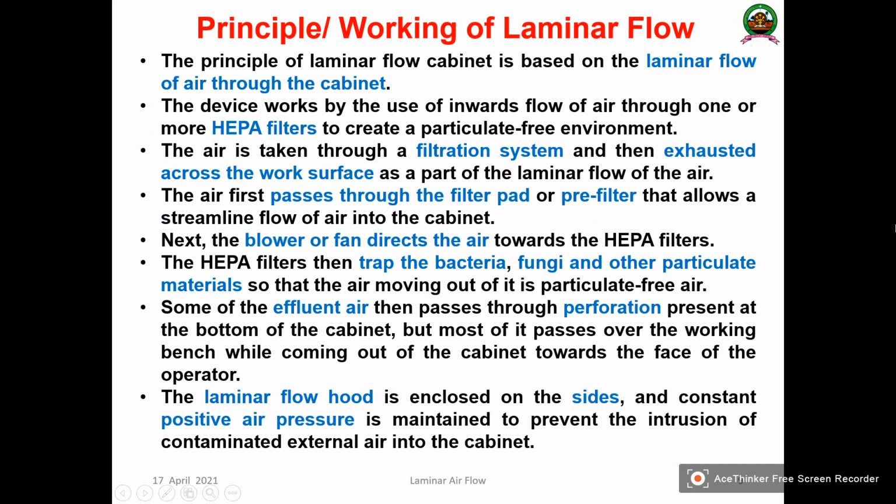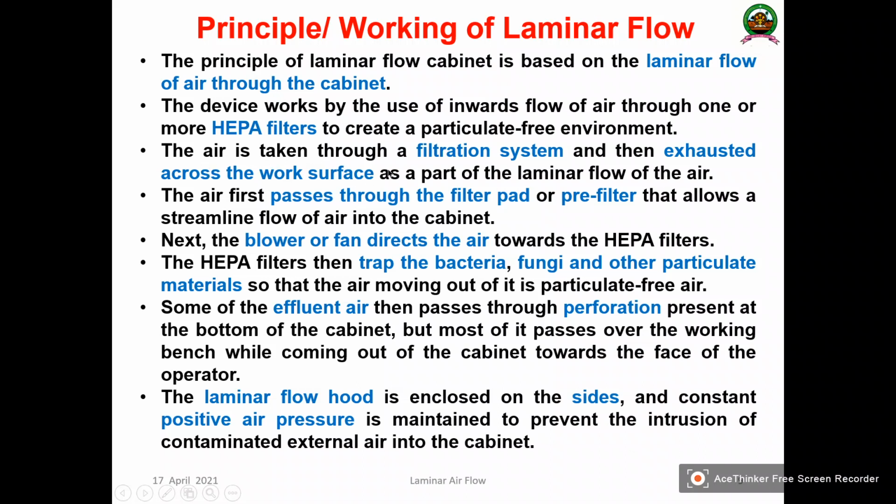Now the principle or working of a laminar airflow. The major principle is the filtration and laminar flow of air through the cabinet. The device works by the inward flow of air through one or more HEPA filters to create a particulate-free environment. All the microorganisms, dust particles and particulate materials will be trapped inside the HEPA filter when the air passes through it.